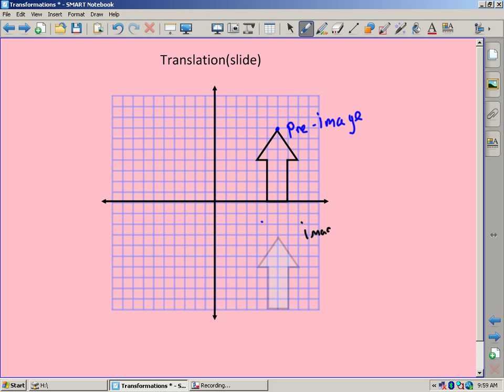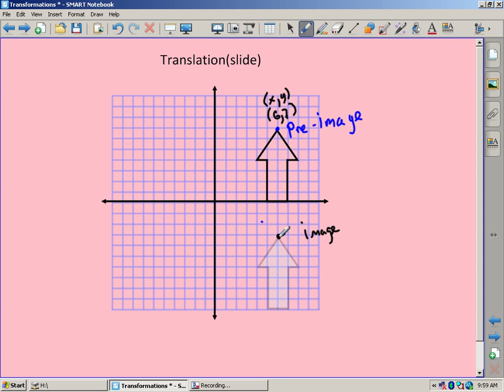I can pick any point on here to figure out how it's slid. I'm going to use the point up top. The point up top is 1, 2, 3, 4, 5, 6 over and 1, 2, 3, 4, 5, 6, 7 up. Those are my x and y for that point. How did my image change from my pre-image? From this point, if I go to the same point, I went down 1, 2, 3, 4, 5, 6, 7, 8, 9, 10.